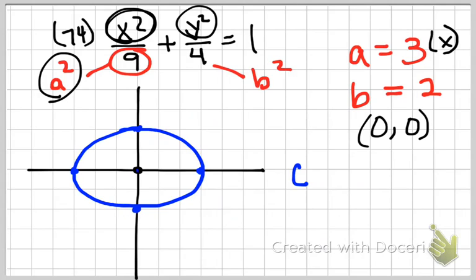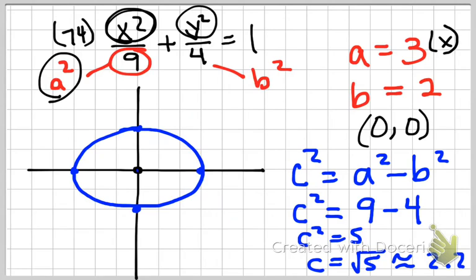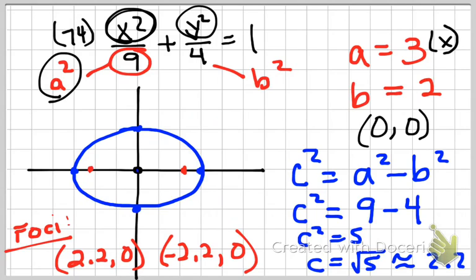Now, since it's an ellipse, to find c, we use a c squared formula that is a squared minus b squared. So c squared would be 9 minus 4. So c squared would be 5, so c would be the square root of 5. We've done this a couple times. It's about 2.2, I think. So on your graph, the c is going to be right here and right here. And for the purposes of saying the points for your foci, you're going to have 2.2 comma 0 and negative 2.2 comma 0. And there's c.